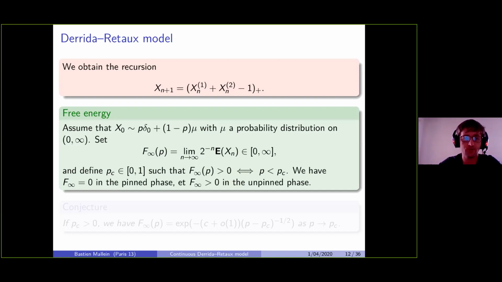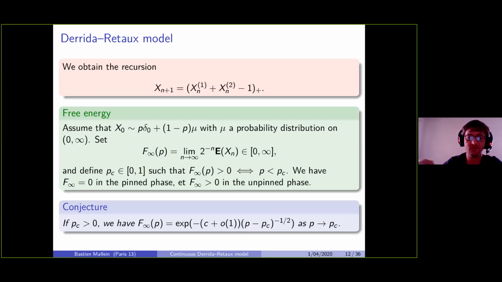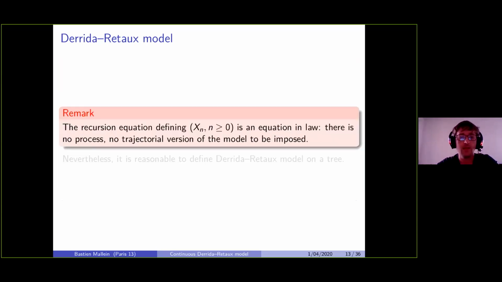Derrida and Retaux conjecture that if pc is strictly positive, then the free energy around this critical parameter pc behaves as e to the minus c over p minus pc to the 1/2. So it means that you have a very smooth phase transition. The free energy has infinite derivative everywhere, and so you don't have a first or second order phase transition. The transition is really, really smooth.